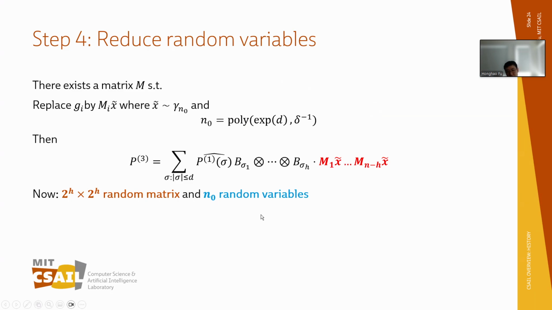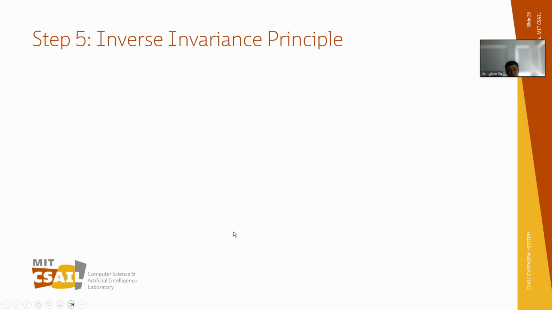And then it's roughly the time we can change this random matrix back into a fixed matrix. So in the next step, we are going to apply the inverse of the invariance principle. But actually, before this step, there are some steps to make sure each entry in the random matrix is of a very nice form. But I'm not going into the details here.